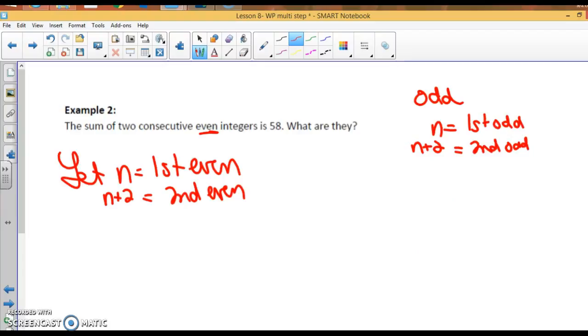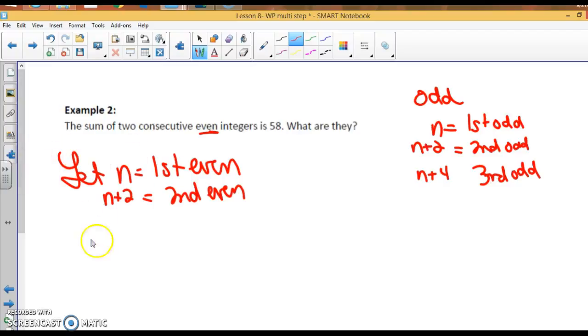Because think about it. 5, 7, 9. They're separated by 2. If we do a third odd, or even a third even, we would be n plus 4. So think about it. If I start with 5. 5 plus 2 is 7. 5 plus 4 is 9. 5, 7, 9. 3 consecutive odds. If I start with an even over here, 8. 8 plus 2 is 10. If I did 8 plus 4, that would be 12. 8, 10, 12. So evens and odds are defined the same way.